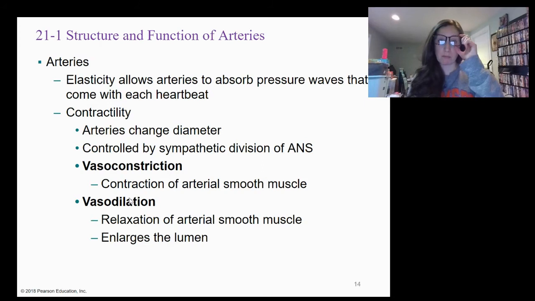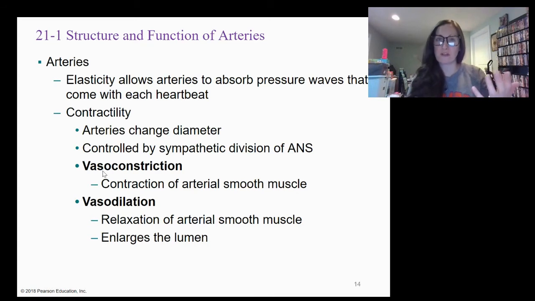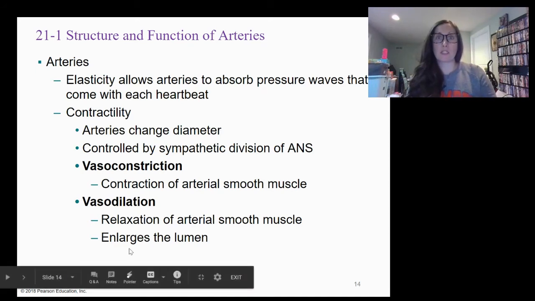So a couple of terms to be familiar with, especially when talking about arteries and their control, especially with lots of medications that we've talked about already for a lot of our cardiac diseases, are two concepts called vasoconstriction and vasodilation. So vaso, anytime we see that prefix, it just refers to vessels. And then constriction, obviously meaning the contraction of that smooth muscle in the arterial wall. Dilation, meaning the relaxing of that. And that would obviously result in a larger lumen.